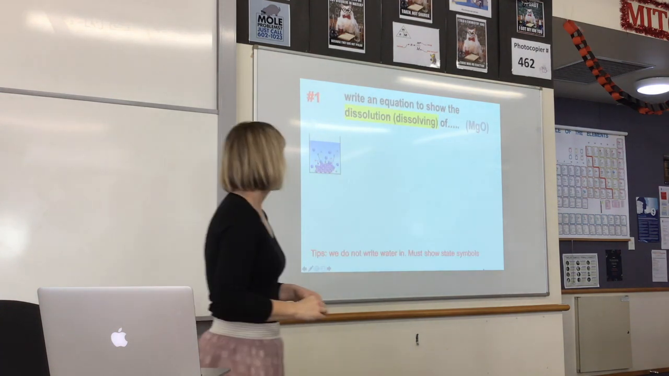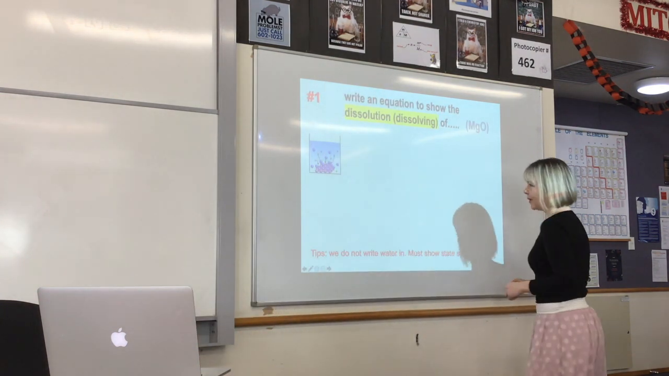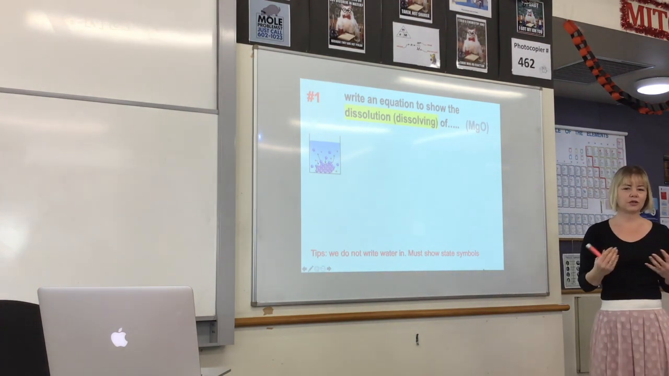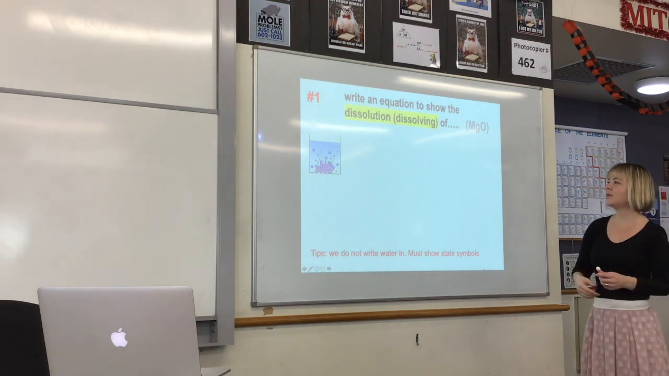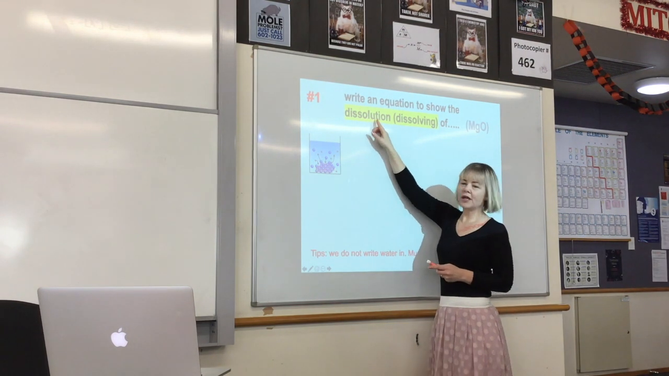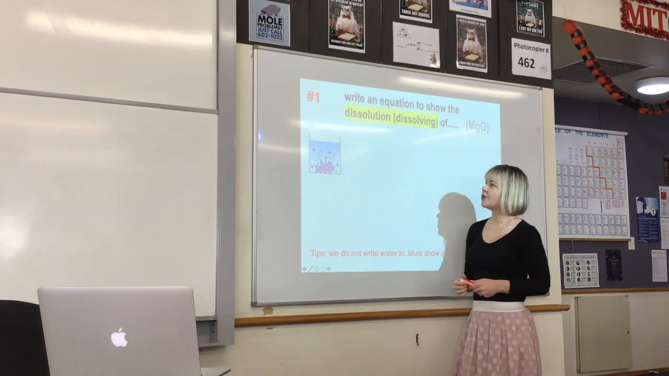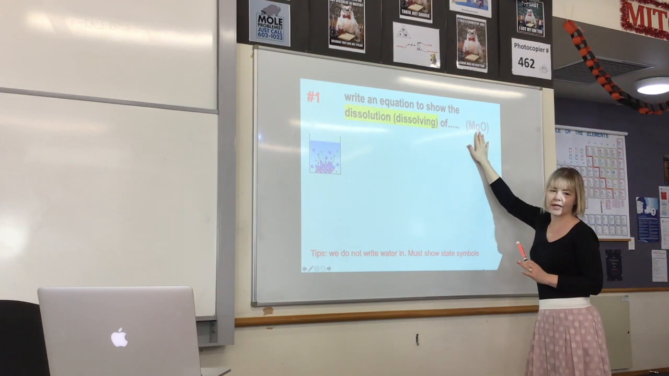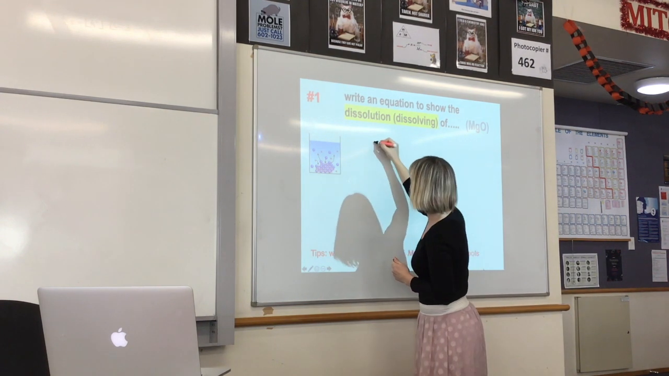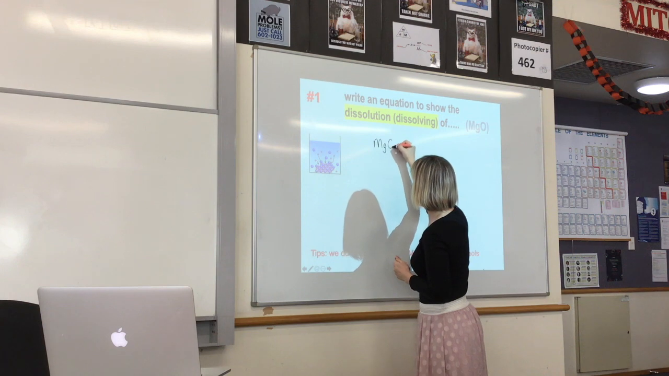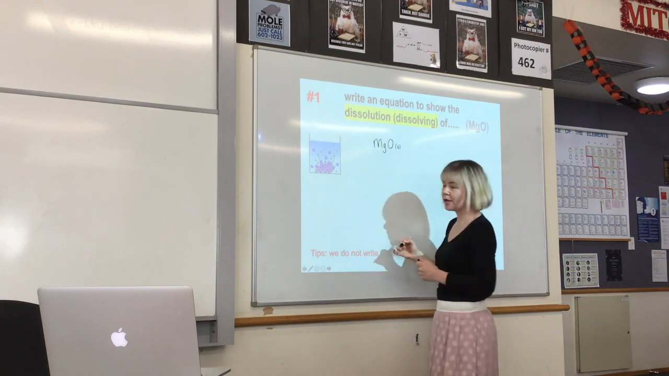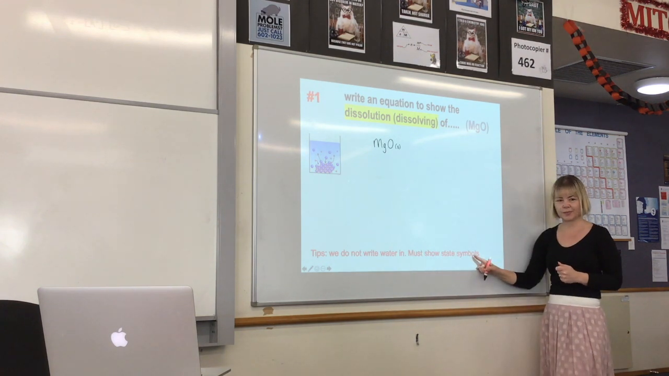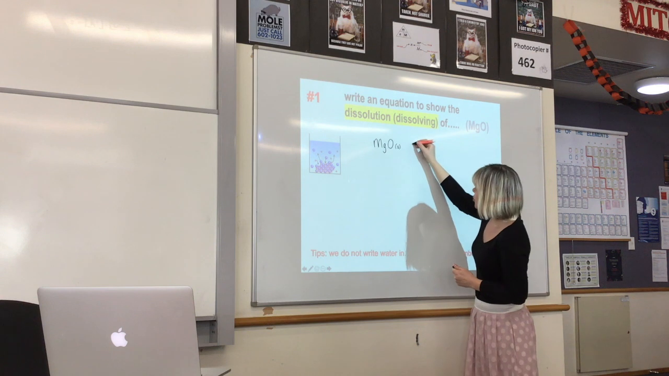Okay, so going into what you're going to be first asked to do, and that is write an equation to show the dissolving process. Sometimes they might use this word here, dissolution. It just means dissolving. To do this, you always start with the solid first. So if I'm using this one as my example, you write down the solid, MgO. State symbols are really important. Okay, so there you go, must show state symbols. We don't show water.